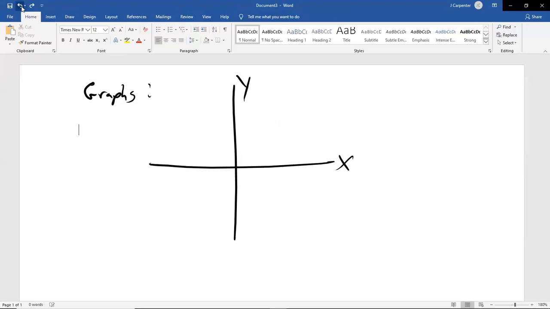So x-axis horizontal, y-axis vertical. If you wanted to plot the point, let's say (3, 5), the first number is how far left or right. The second number is how far up or down. We have our negatives to the left, positives to the right, negatives below, positives above. So (3, 5) is just going right 3 and up 5.